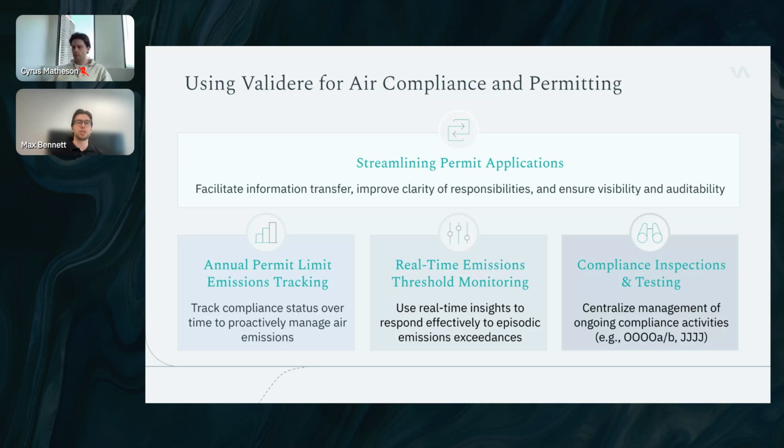Then in the middle, we have the piece around monitoring emissions and identifying threshold exceedances in real time against hourly threshold limits. And then on the right, managing inspections and testing as part of ongoing compliance requirements like Quad OA, Quad OB, Quad J. And then across the top, all of these are enabled by effective management of permit application processes and having a structured but highly customizable permit record keeping system, which we'll see what this looks like, at least in Validere, when we jump into the product in a moment.